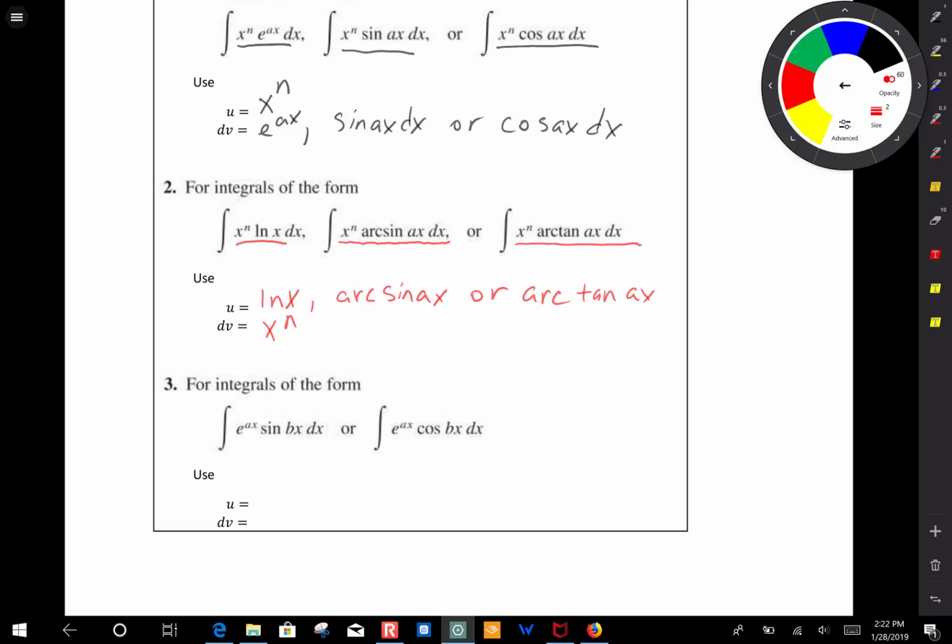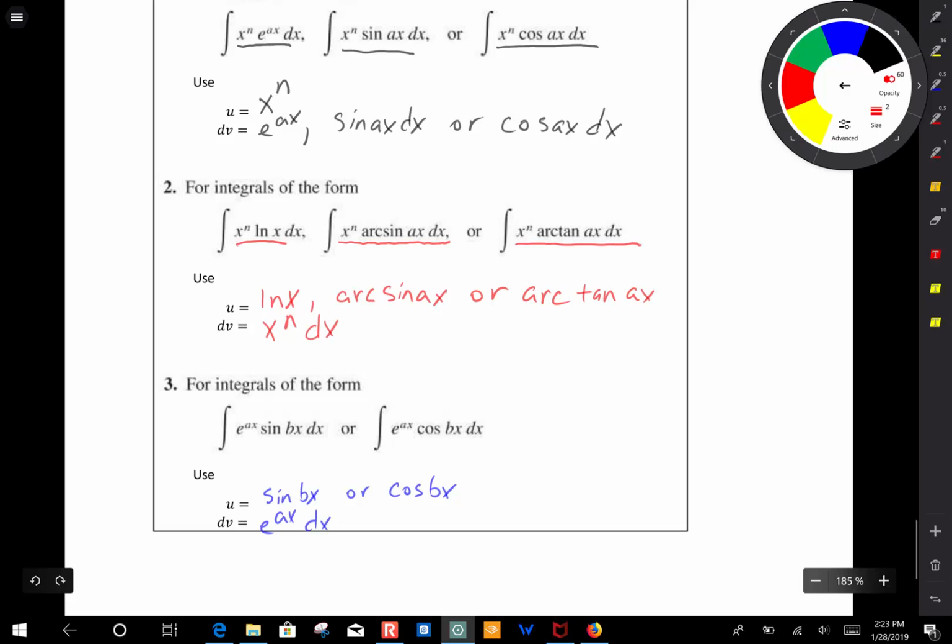For integrals of the form e to the ax times sine bx dx, or e to the ax times cosine bx dx, in other words, when you multiply a base e exponential function to a trig function, then your u is going to be the trig function, sine bx or cosine bx, and your dv is going to be the e to the ax dx. And I forgot my dx up here with the x to the n.